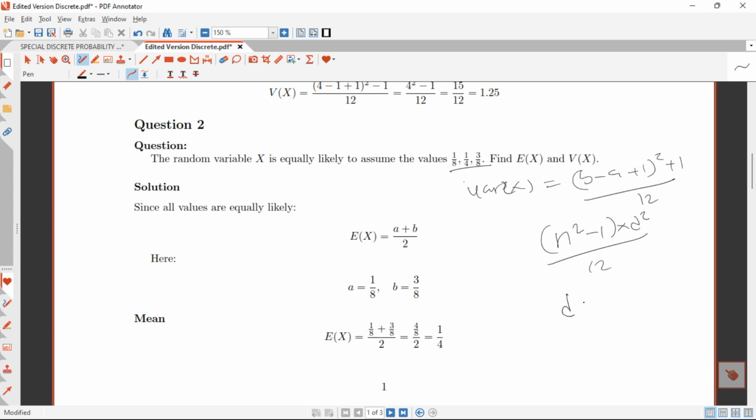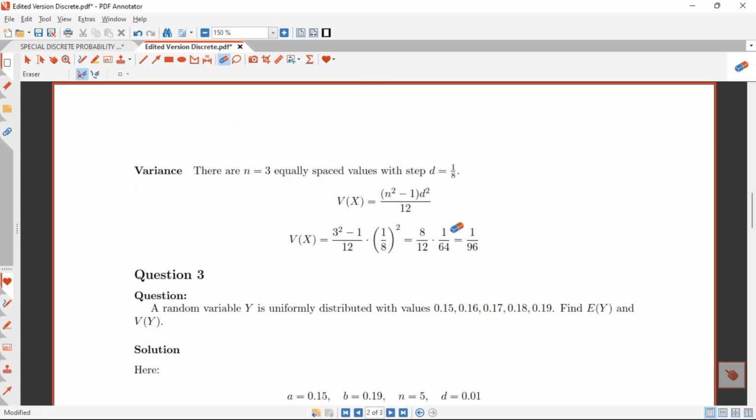But note, our d here is the common difference, right? Our d here is the common difference. So when you check the consecutive values, our common difference here is 1 over 8, because when you subtract 1 over 8 from 1 over 4, we get 1 over 8. If you subtract 1 over 4 from 3 over 8, we get 1 over 8. So you see our common difference is 1 over 8. Okay, that is the only thing we have to know here, because our n is just simple.